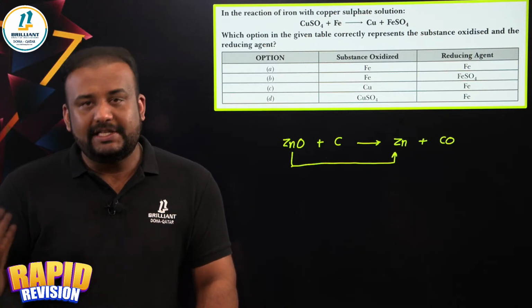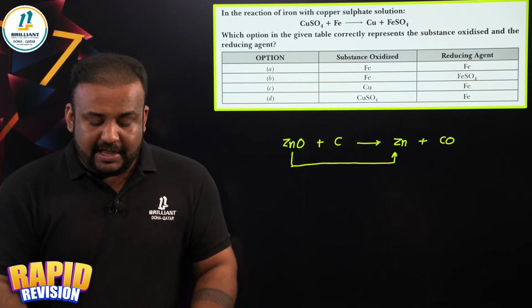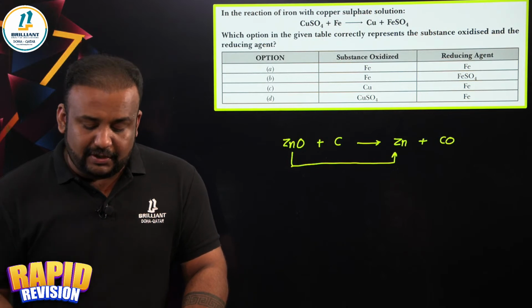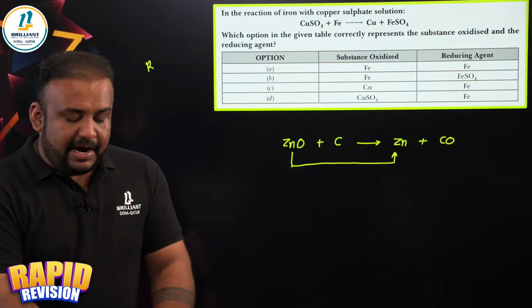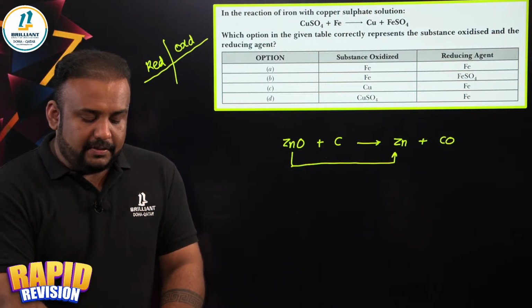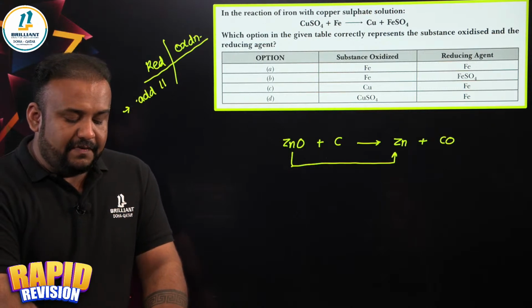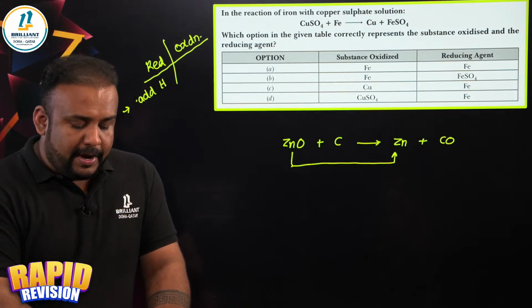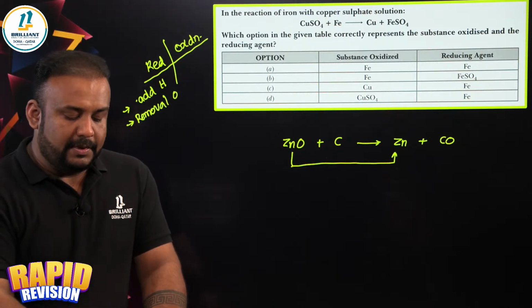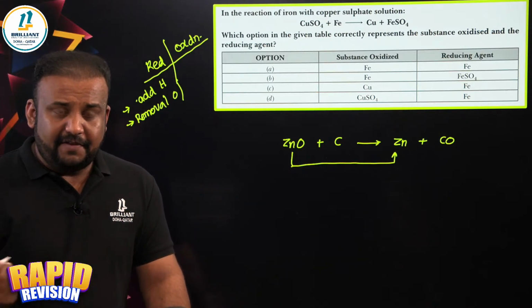In this process, what is happening to zinc oxide? Zinc oxide is losing oxygen. And if you remember the basic definitions of redox reactions, reduction and oxidation, you all remember that reduction can be defined as any process which involves addition of hydrogen or removal of oxygen. This process is called reduction. This is the classical definition that we are following.